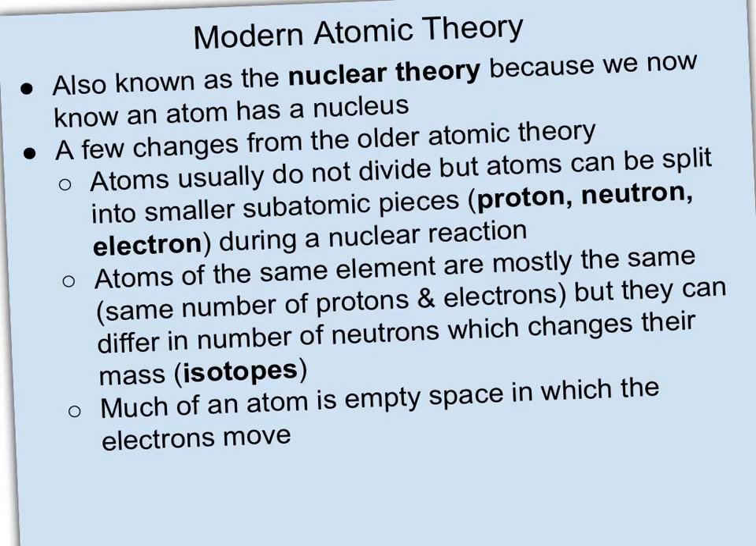We also now know that atoms of the same element are mostly the same. They have the same number of protons and electrons, but they can actually differ in their number of neutrons, which changes their mass. We call those isotopes when you have a slightly heavier or lighter atom. And much of an atom is empty space in which the electrons move.